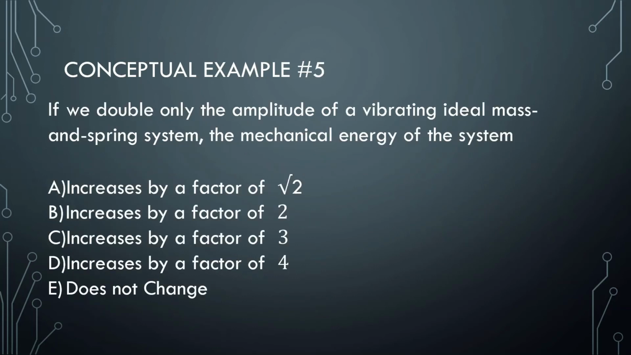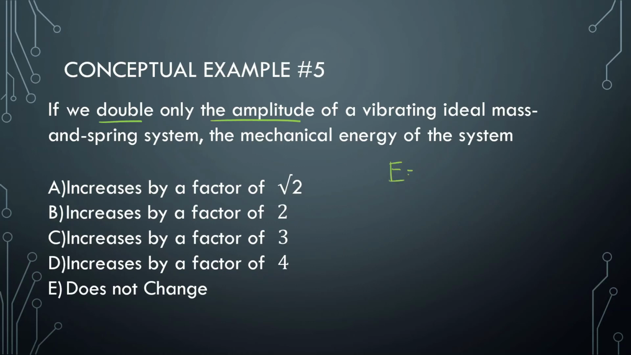Number 5. If we double only the amplitude of a vibrating ideal massless spring, the mechanical energy of the system increases by a factor of square root of 2, increases by a factor of 2, increases by a factor of 3, increases by a factor of 4, or no change. Okay. So again, what we're doing is we're doubling the amplitude. So we should think about energy.